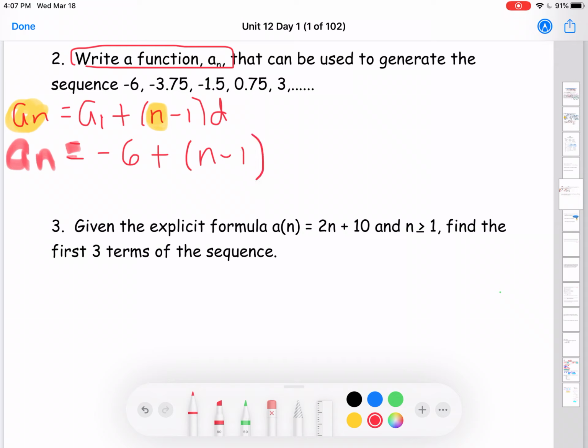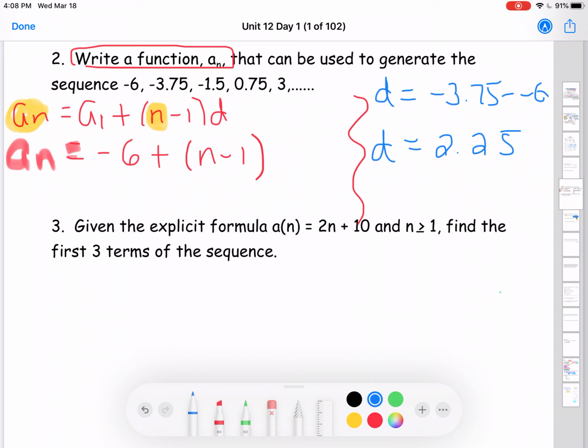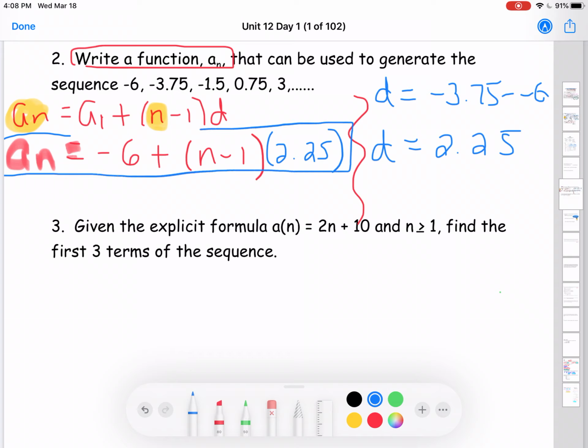Now the common difference we didn't find yet, so let's go over here and find the common difference. Remember, it's second minus first. So our common difference is 2.25. So we'll throw that in over here. Okay, so this is my explicit formula.